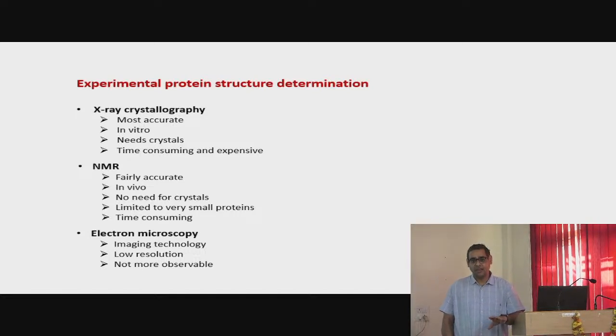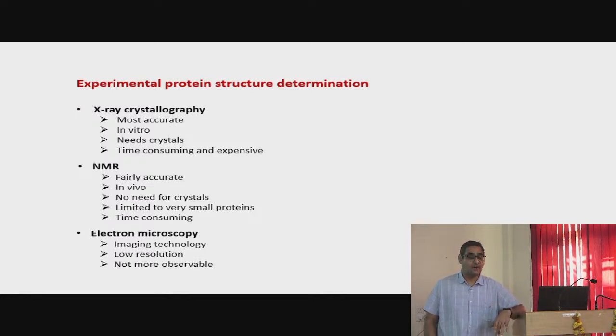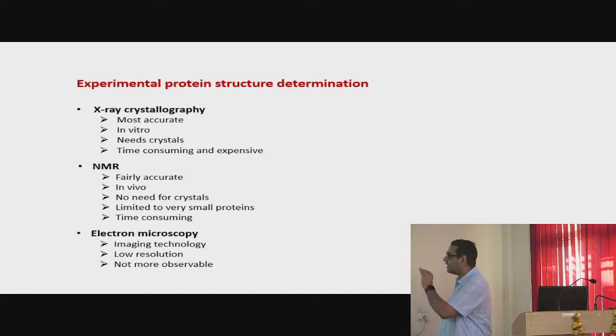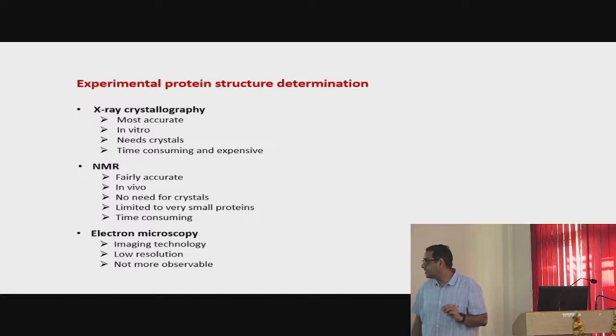I have never seen students, or us researchers, making a TOC. So I always insist, and my suggestion to you in this tutorial is to make a TOC, a table of contents, of what you are going to do. If you are not able to make a TOC, it means you don't have any idea. So don't do anything without any idea or confidence. Try to build up confidence, because these are very sophisticated, time consuming techniques. X-ray crystallography is the most accurate, but in vitro it needs crystals, and it is time consuming and expensive.